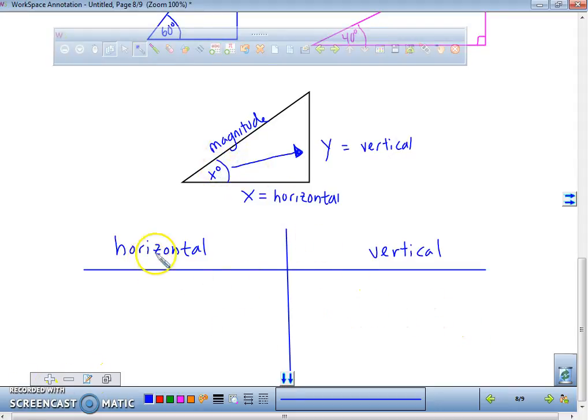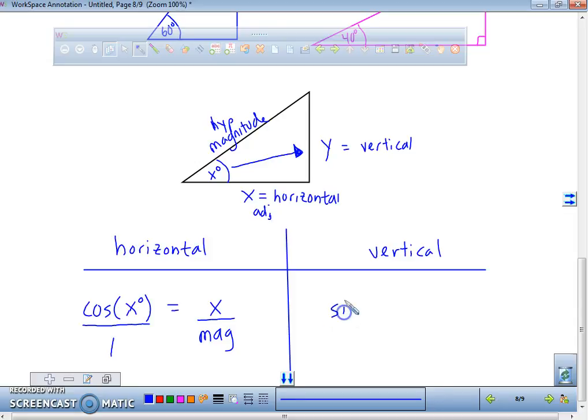All right, to solve for the horizontal component, you're going to use the cosine of x degrees equals x over MAG, short for magnitude, because that literally is your adjacent side in comparison to your hypotenuse. For the vertical component, you're going to do the sine of x degrees equals the y value over your magnitude, because that's the opposite over the hypotenuse.